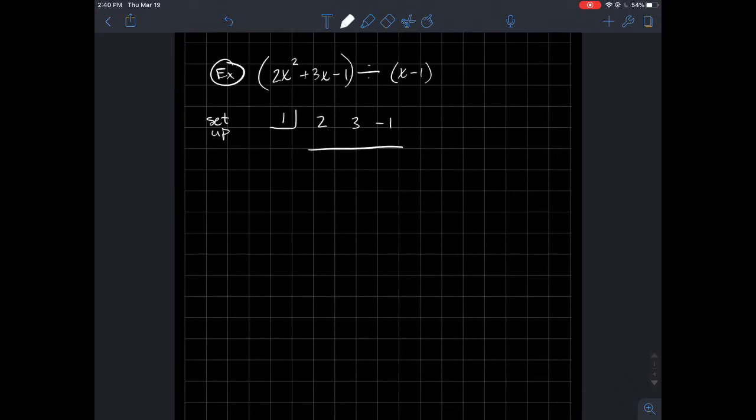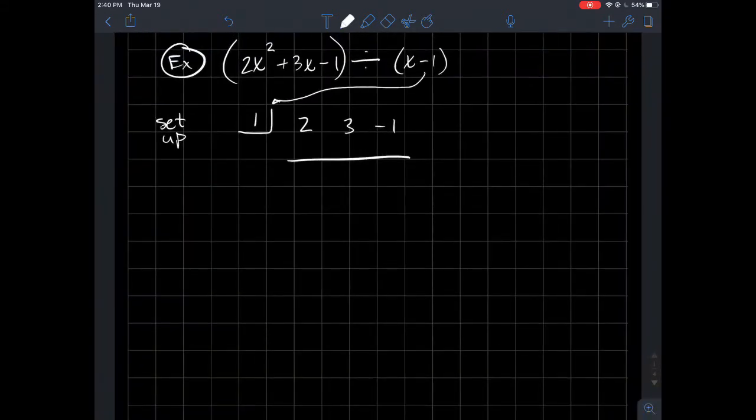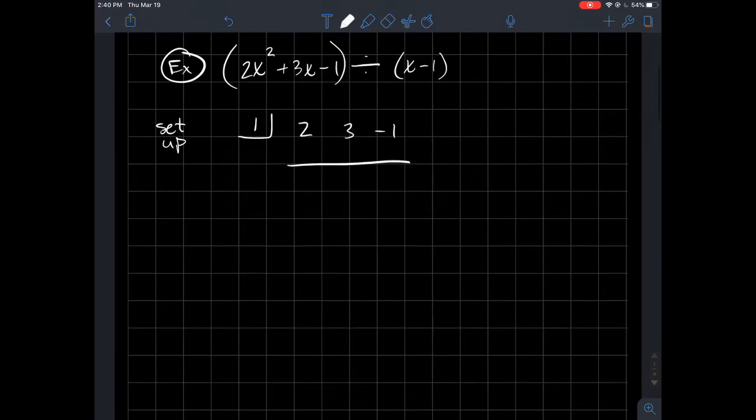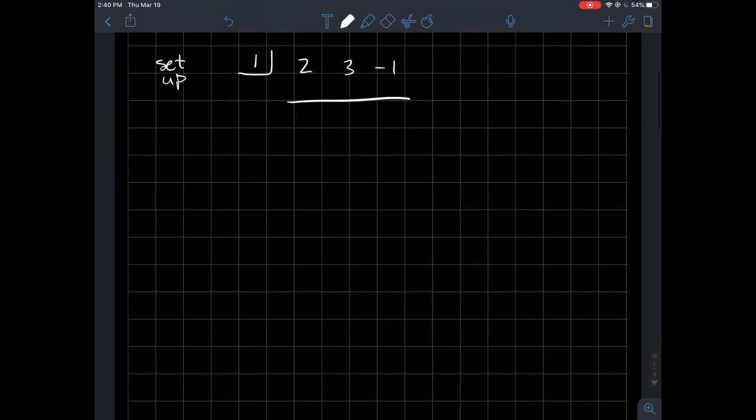2x squared plus 3x minus 1 divided by x minus 1. We'll set it up the usual way with synthetic division, which looks like this here, where, again, that 1 is your c. And then we'll just put these coefficients right here, and notice, I don't need any placeholder zeros because I get x squared, x, and then constant. I don't skip any powers of x. All right, so how does synthetic division work?